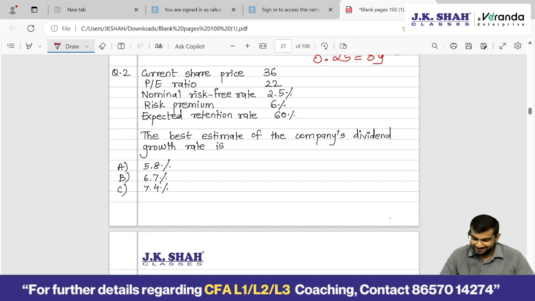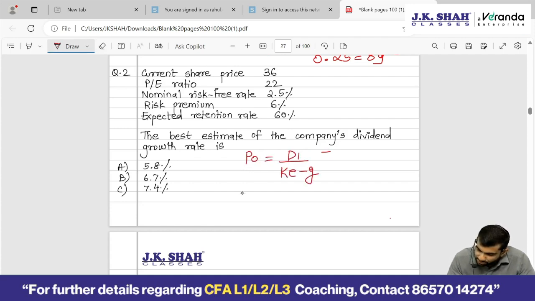Now see, growth rate we have to find out. Let us think of all the possibilities to find out the growth rate. One is growth rate is retention ratio into return on equity. Retention ratio we have, but return on equity we don't have. So I eliminate this. Second possibility is Gordon's growth. Current share price P0 is equal to D1 upon KE minus G. So P0 is given, 36. D1 is expected dividend next year. How do I know expected dividend? Because expected retention rate is given. Retention rate 60%, so expected dividend 40%.